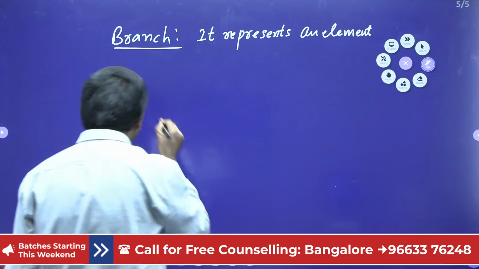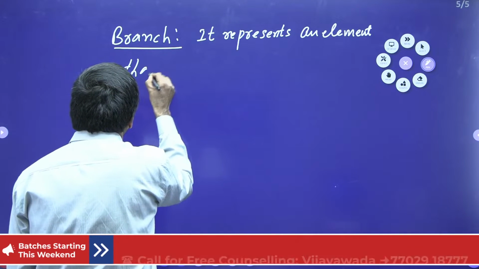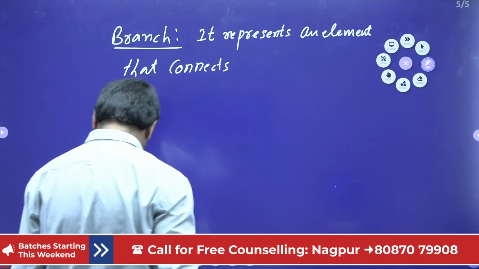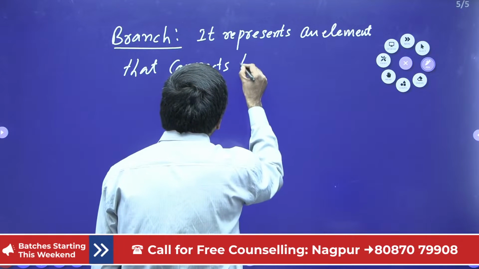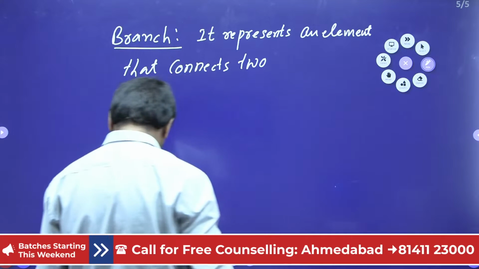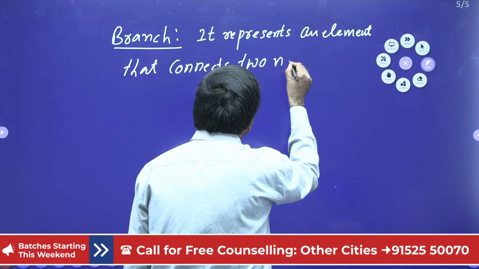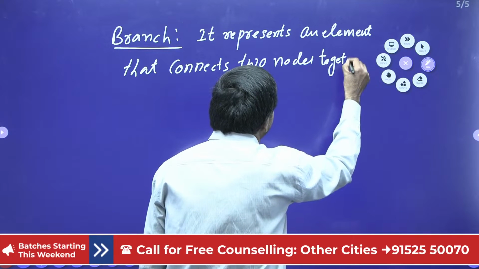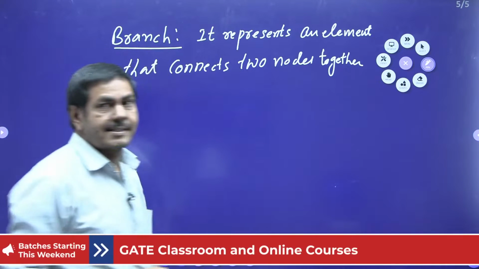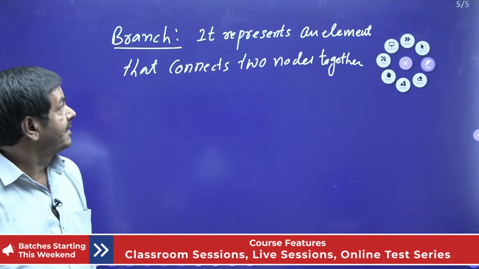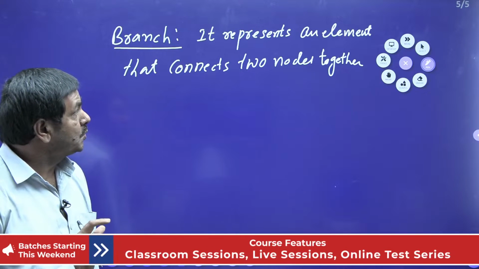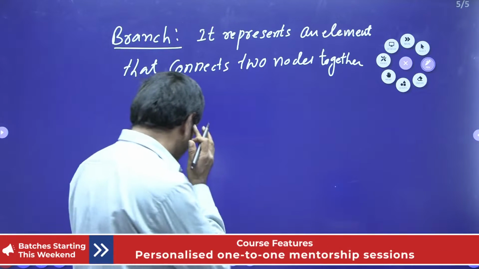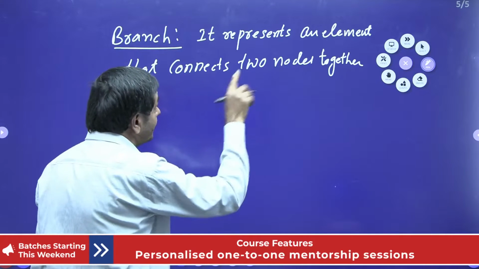that connects two nodes together. Two nodes together, I can write now. This is nothing but a branch. What is given here? It represents an element that connects two nodes together only. Two nodes together, what is the meaning here? How many branches are there? How to find out a branch, you can understand clearly now.